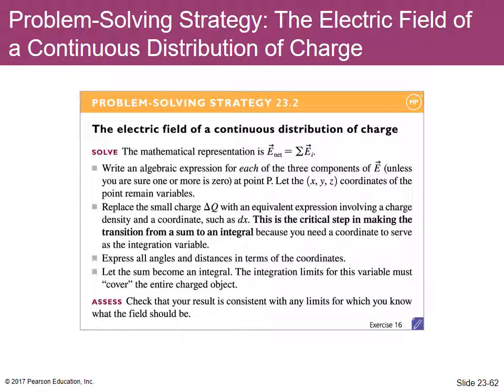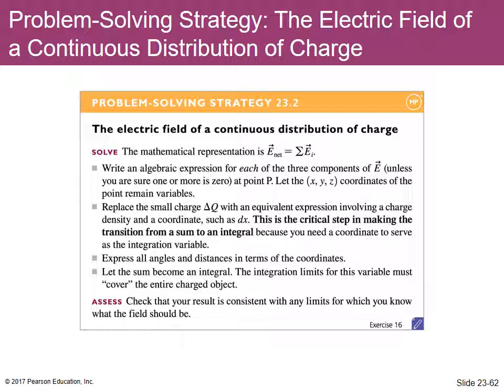The net electric field is the superposition of the individual electric fields. We write an algebraic expression for each of the three components of the electric field vector, unless you are sure one or more is zero at point P. Let the x, y, z coordinates of the point remain variables. Replace the small charge delta q with an equivalent expression involving a charge density and a coordinate such as dx. This is the critical step in making the transition from a sum to an integral because you need the coordinate to serve as the integration variable.